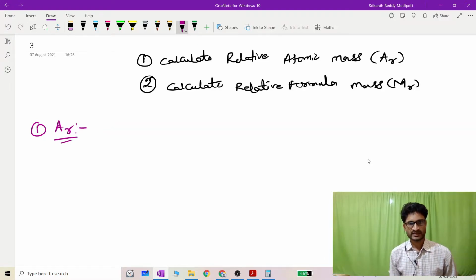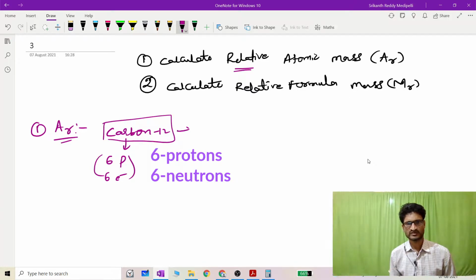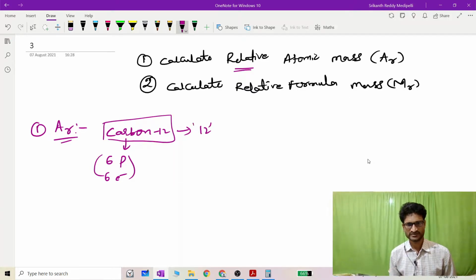So relative atomic mass, as you can see, there is a relative word. So relative means there should be one standard mass. So we have carbon, right? Carbon 12, because it has exact 6 protons and 6 electrons. So they just fix this mass to 12. So carbon 12's mass is 12 units.